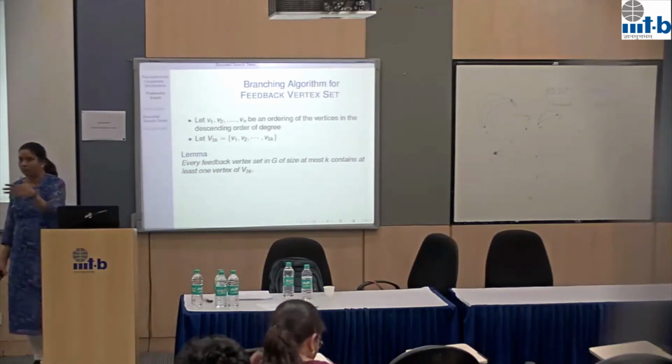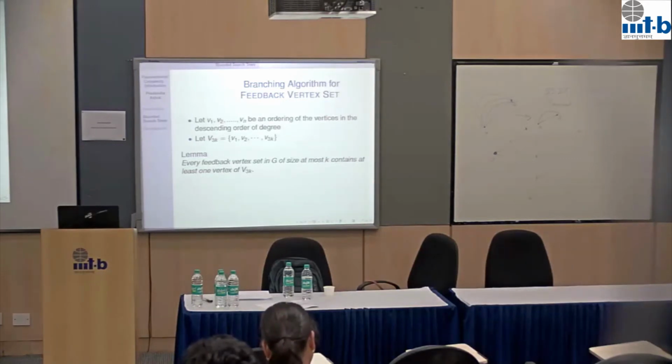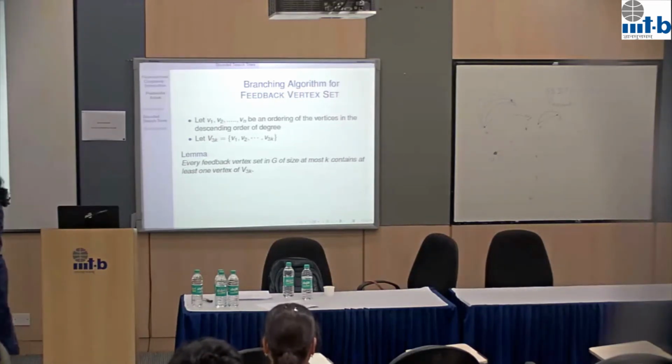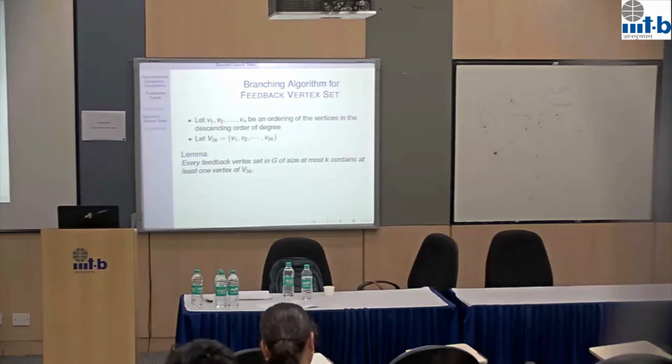So you order the vertices according to their degree, and among the first 3k vertices, at least one of them should be in the feedback vertex set. I am not proving this lemma. You can go back and try to prove it, otherwise we can discuss it later. So after the reduction rules, we get a graph with more structure for which this statement is true: every feedback vertex set in G of size at most k contains at least one vertex of V3k. Now can I do something about it?